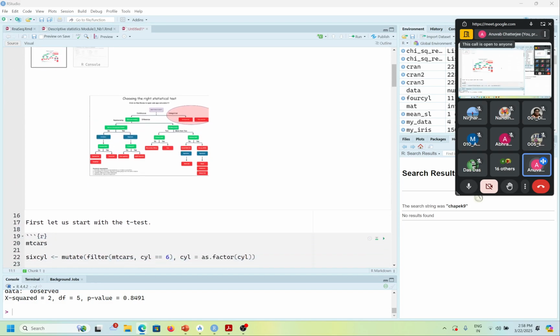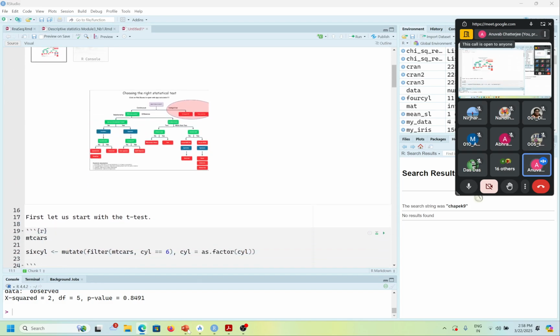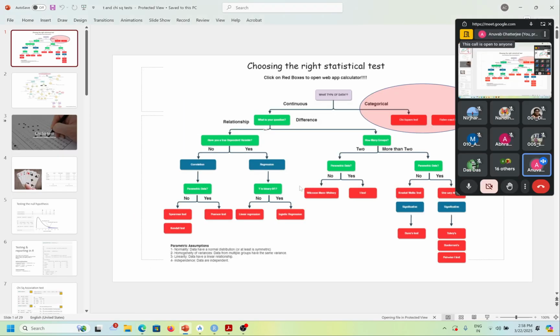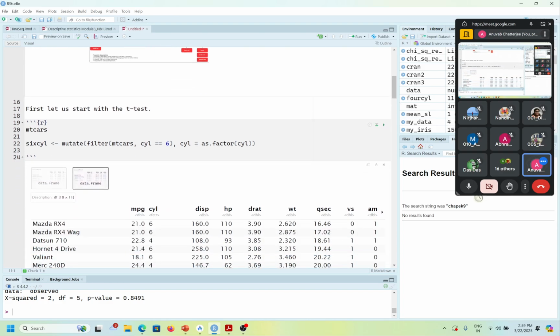So the first test we are going to deal with, I will show you this again. The first kind of thing we are going to do is look at when you want to compare two different data sets of continuous variables. So what type of data do you have? Continuous data, and you want to figure out the difference between two data sets. How many groups do you have? We have two, and we are going to deal with parametric data only, so we are going to do a t-test first. Okay, so what is a t-test?